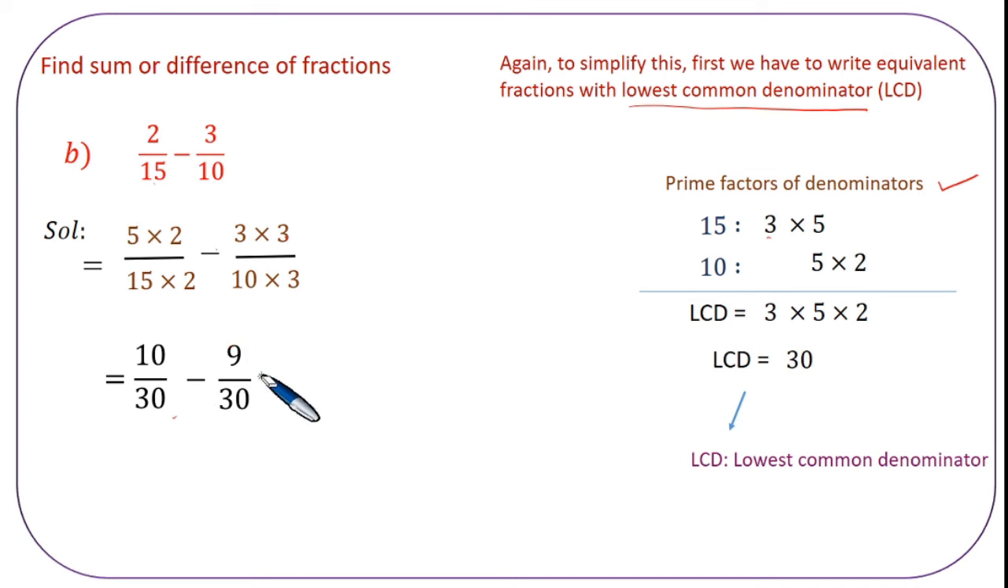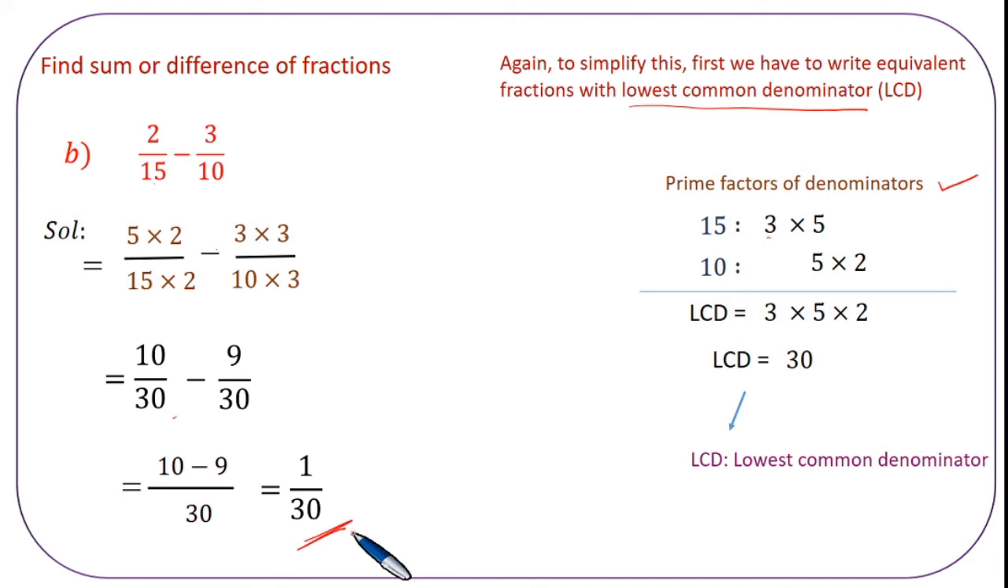Now the simplified form of this: when the subtraction sign is there and the denominators are the same, you can write it in a very simple way. The denominator is 30 and the numerator you subtract, that is 10 minus 9, which is equal to 1 over 30. 10 minus 9 over 30 is equal to 1 over 30. This is about the last topic. I hope you understood very well.